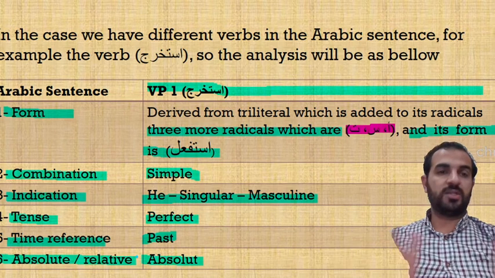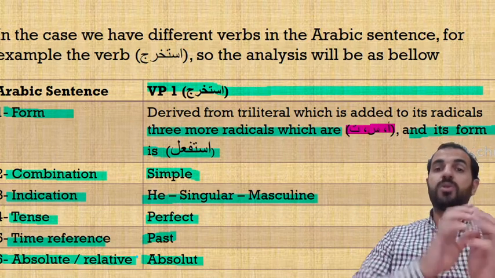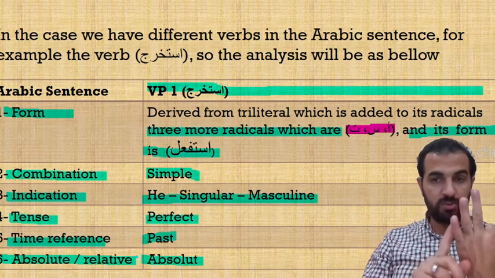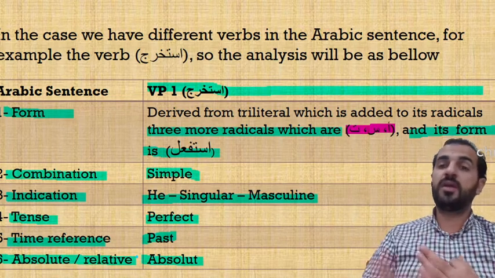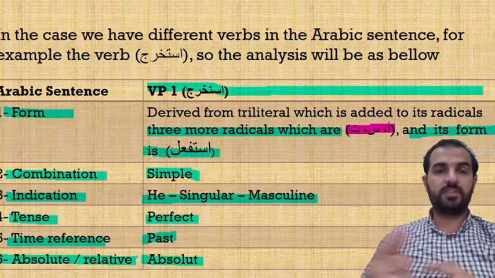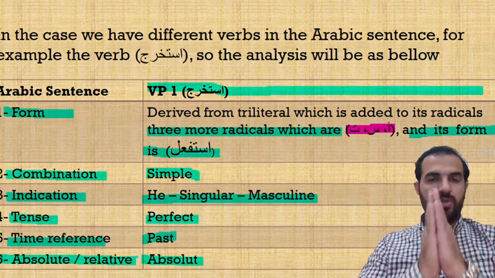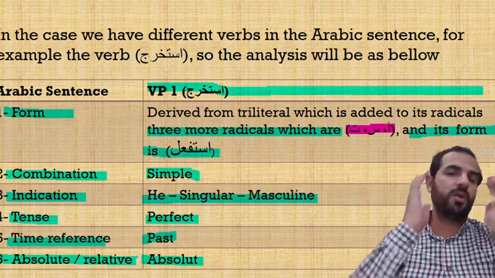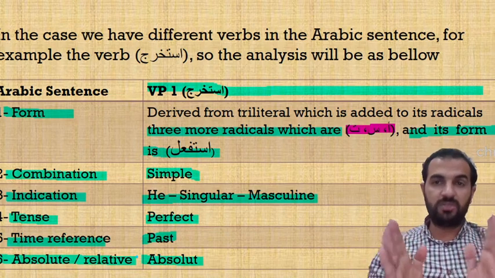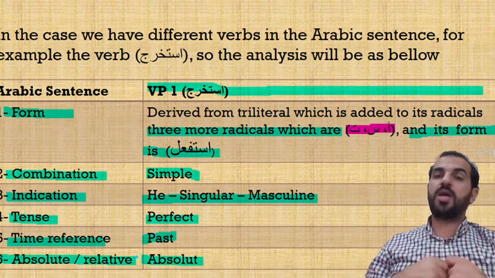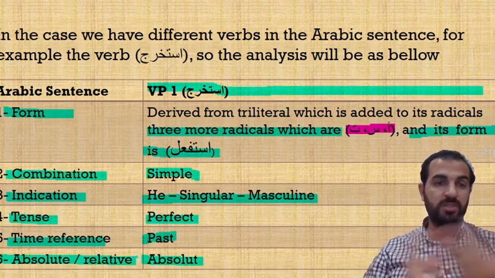اللي هو الـ VP1 عندي استخرج، لازم أنا في صيغة مالته form لازم أقول it is derived from triliteral, إنه هي مشتقة من الثلاثي, which is added to its radicals three more radicals which are alif sin ta, إنه مشتق من الثلاثي, إنه مزيد, أضيفت إليه ثلاثة حروف يعني الألف والسين والتاء, and its form is استفعل. هاي الصيغة مالت الفعل باللغة العربية لازم أنا أكتبها بهذه الطريقة, derived from triliteral, سواء كان مثل عشوشبة اخشوشنة لازم أنا أجي أقول derived from quadriliteral أو ما شابه ذلك. فهذه الصيغة التي يجب أن يكون بها الإجابة, derived from triliteral which is added to its radicals three more radicals which are alif sin ta and its form is استفعل.